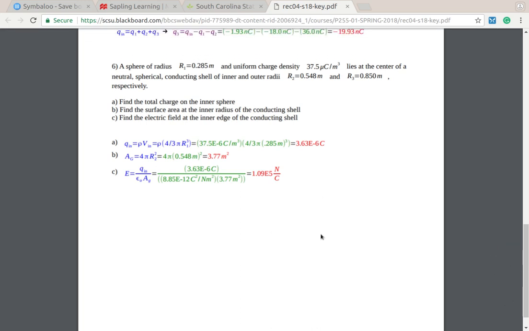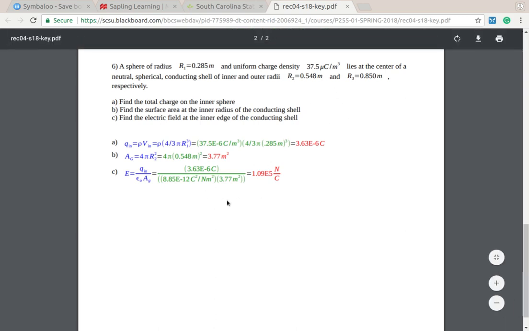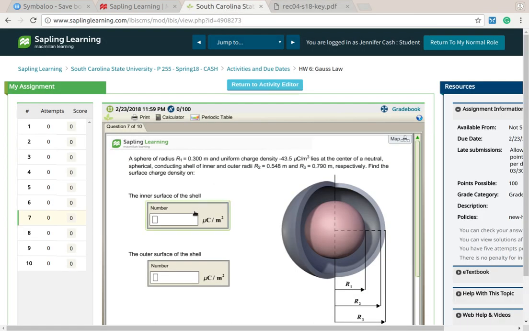And we set this up using the Gauss's law strategy of determining how much charge is inside, what's the area where you're trying to find the electric field, and then using our Gauss's law equation where the electric field is the charge inside divided by epsilon naught and A. So we did that much, and you'll probably have slightly different numbers, but you can get it set up to that. But see, the problem doesn't ask us what's the electric field at the inner surface of the shell. It asks us to find the surface charge density.